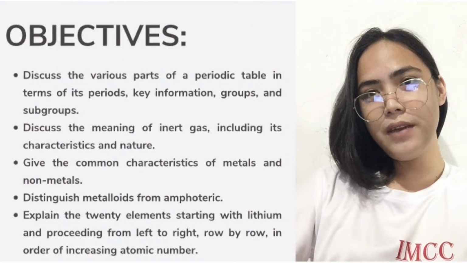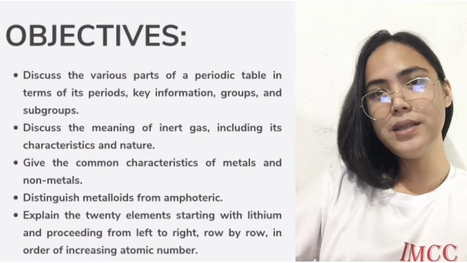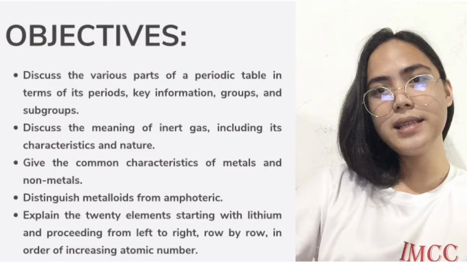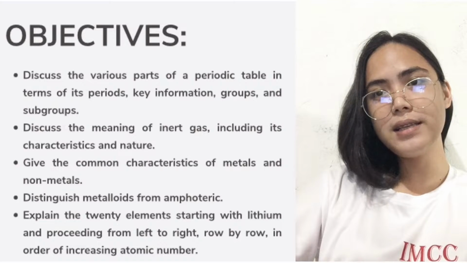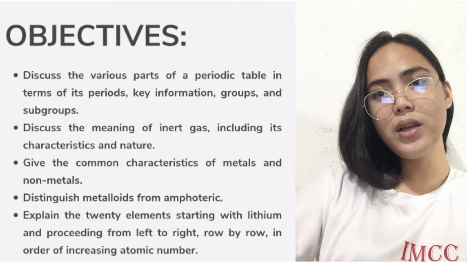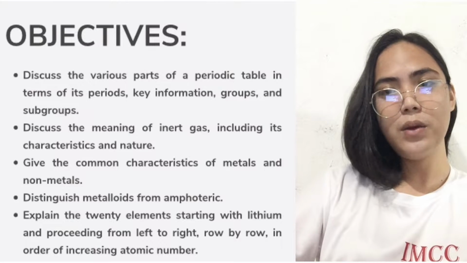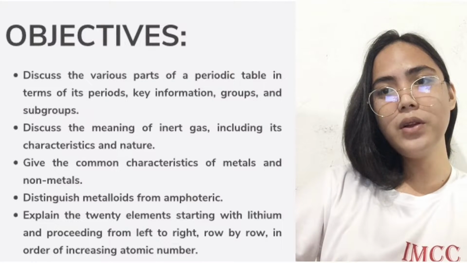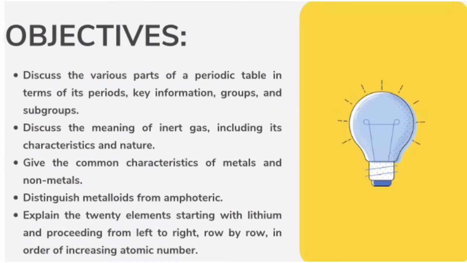Our first objective is to discuss the various parts of a periodic table in terms of its periods, key information, groups, and subgroups. Second is to discuss the meaning of inert gas, including its characteristics and nature. Third is to give the common characteristics of metals and nonmetals. Fourth is to distinguish metalloids from amphoteric. And lastly, to explain the 20 elements starting with lithium and proceeding from left to right, row by row, in order of increasing atomic number.